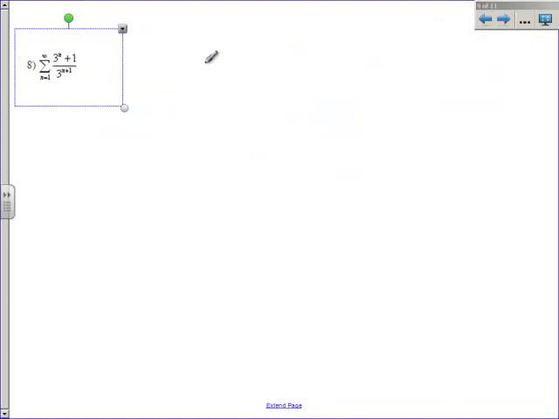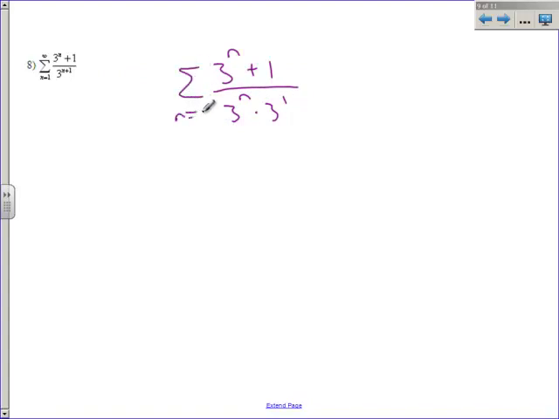this next one. And let's rearrange this. This is 3 to the n plus 1 over... I'm going to rewrite the bottom as 3 to the n times 3 to the first. And I have my little summation here. I'm going to take this 3 to the first all the way out in front, and I've got a summation of 3 to the n plus 1 over 3 to the n.